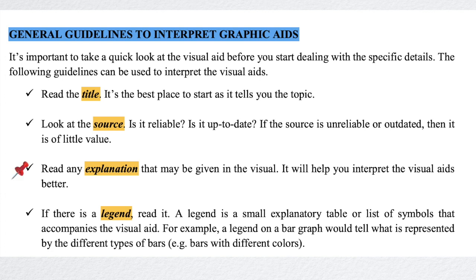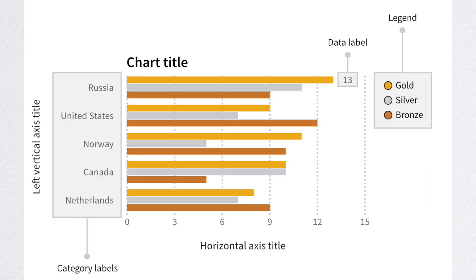Third, read any explanation that may be given in the visual. If there is a legend, read it as well. A legend is a small explanatory table or list of symbols that accompanies the visual aid. For example, here, each color represents a single metal type and is clearly defined in the legend on the right of the graph, so the reader knows what the graph's colors or patterns mean.